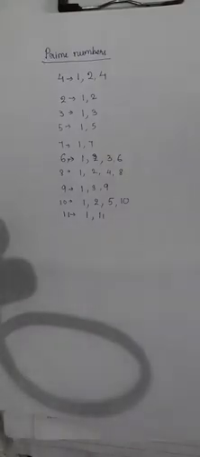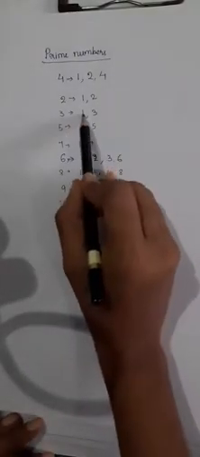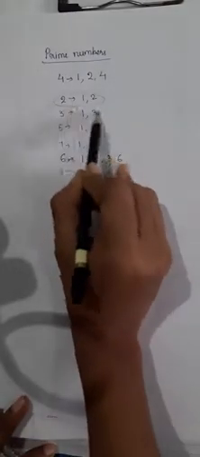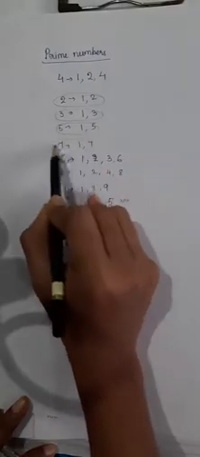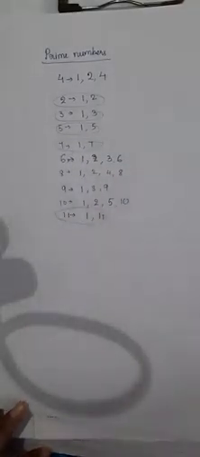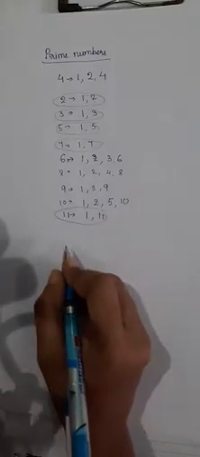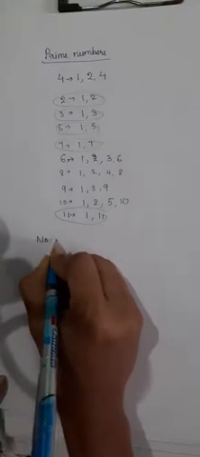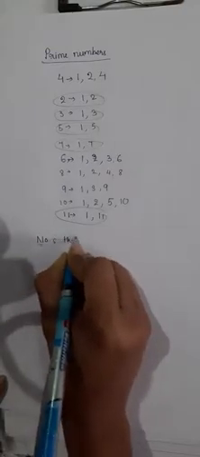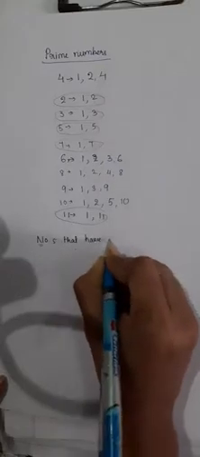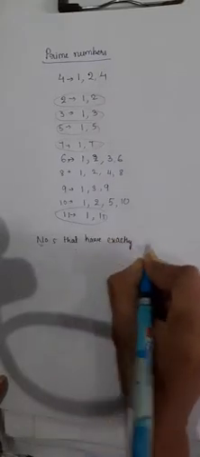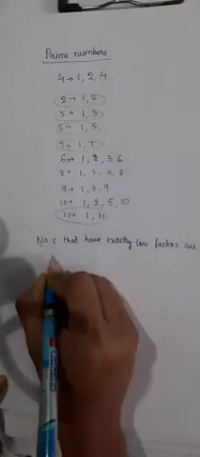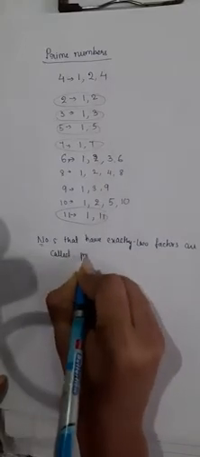So there is a set of numbers which have exactly two factors, 1 and the number itself. Numbers that have exactly two factors are called prime numbers.